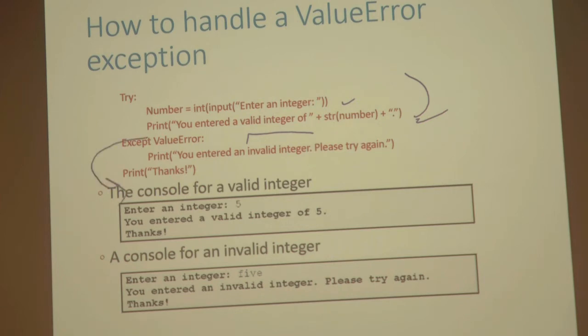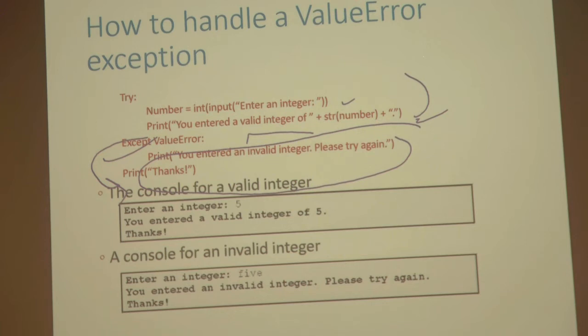But if he or she enters text, for example, instead of an integer, where will it go? To the exception. So it will go to except value error. Who is going to issue the value error exception? The system itself. The system will catch it, then it will execute this block in here. What does this block say? Print, you entered invalid integer. Please try again.